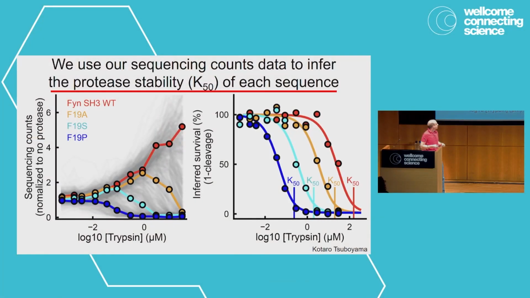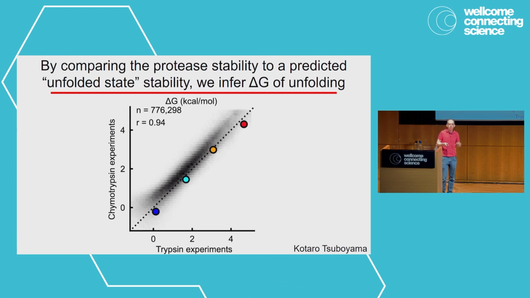We compare the experimentally measured protease stability of a sequence to what we predict that sequence would have in the unfolded state. And we measured a bunch of unfolded stuff in order to calibrate this model. And then the difference between those two gives us the folding stability. All right, we're back. The difference between those two gives us the folding stability of all the sequences that we're looking at. So these are our folding stabilities calculated with one set of experiments using trypsin. And these are our folding stabilities with a different set of experiments calculated using chymotrypsin.